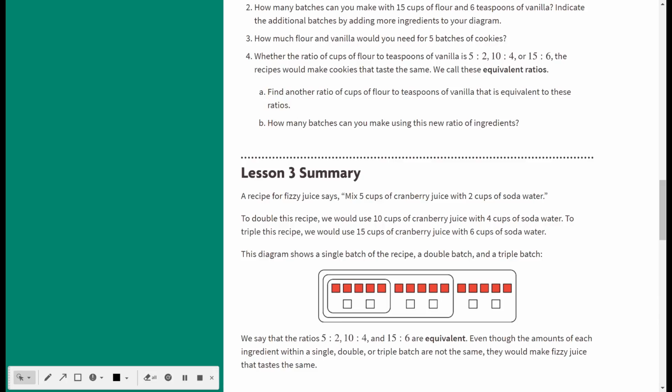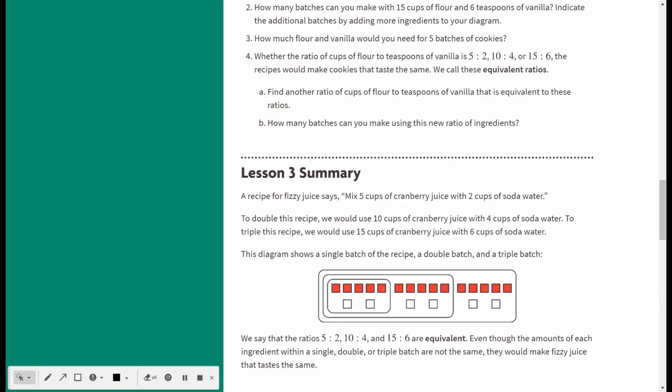So some key points to know here. To double a recipe, you need to double the amount of each ingredient. To scale a recipe generally, you need to multiply each ingredient by the same number. Scaling a recipe results in a substance that tastes the same as the original recipe. We say that a ratio that represents a recipe is equivalent to a ratio that represents multiple batches of the same recipe.